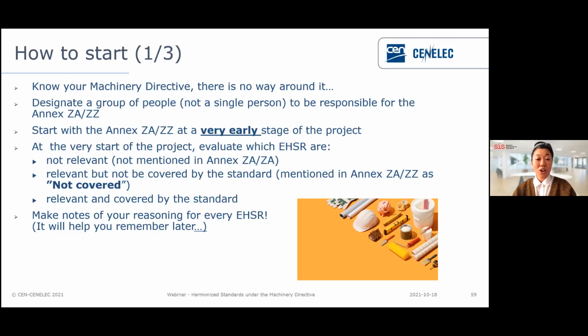Start with the Annex Z at the very early stage of the project, or already at the very start of the project, really. You need to read through very carefully each and every essential health and safety requirement in the Machinery Directive. And for every requirement, you need to evaluate which requirements are not relevant, which requirements are relevant but will not be covered in the standard, and which requirements are relevant and will be covered by the standard. You shall keep that in mind when drafting the overall structure of the standard. And make notes of your reasoning for every requirement. It will help you remember later, maybe when trying to explain something to the HAS consultants.